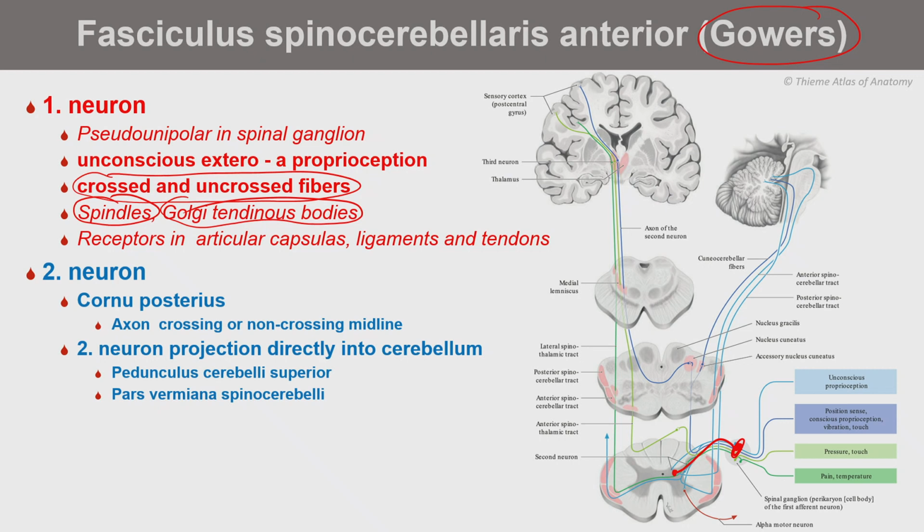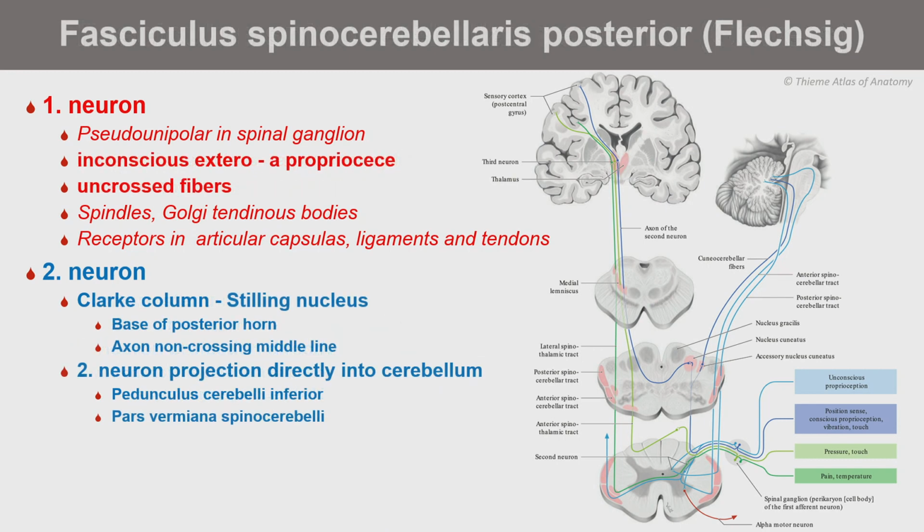It has a crossed and uncrossed part, so then it is going this way to the cerebellum. So the second neuron of Gowers is going into the pedunculus cerebelli superior, through the superior, and to the pars vermiana spinocerebelli, so the spinocerebellar vermian part. The second, spinocerebellar posterior, is called Flechsig. This is Flechsig, and this is Gowers.